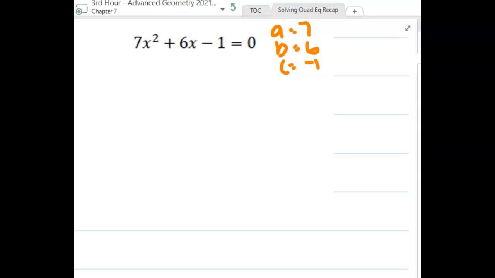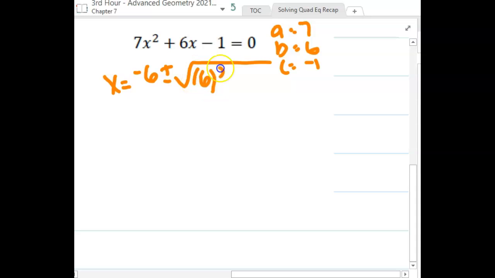So what you're going to do with these three numbers, you're going to plug them into your quadratic formula, which says x equals, the first thing I'm going to do is take the opposite of b. So if b is 6, I'm going to plug in negative 6, plus or minus the square root. Under the radical, it says b squared minus 4ac. So I'm first going to take b squared, so 6 squared, minus 4 times a, which is 7, times c, which is negative 1, all over 2 times a, which is 7.